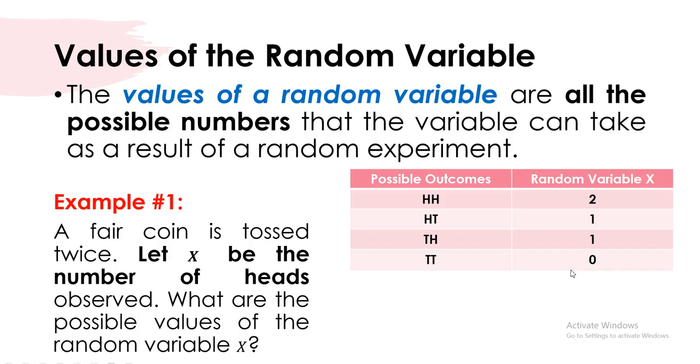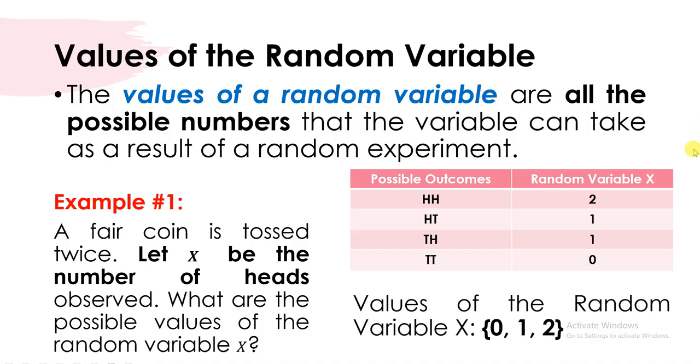So now, what are the values of the random variable? As you can see, the values of the random variable here are 0, 1, and 2. Meaning, when you toss a coin twice, you can get 0 heads, meaning no head at all. You can get one head, it's either head and tail or tail and head. And also, you can get two heads, or that is 2. So the values of the random variable in this example are 0, 1, and 2.